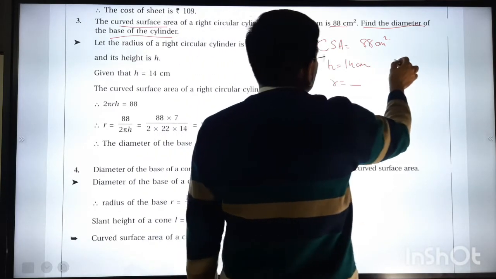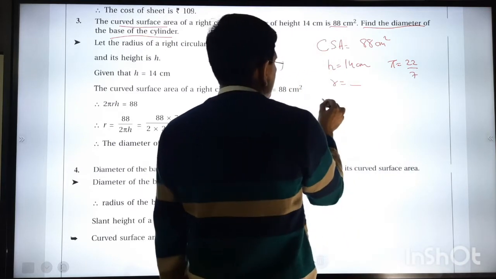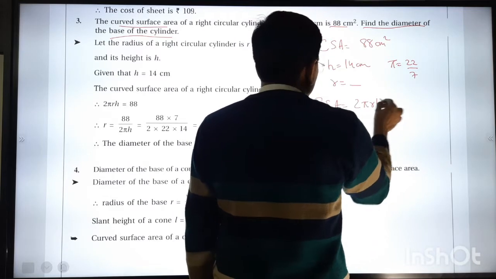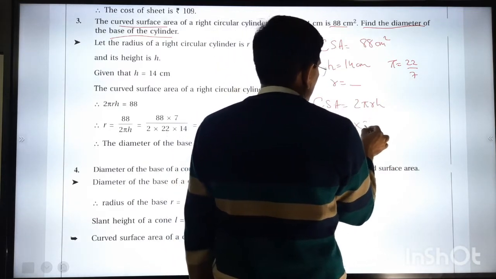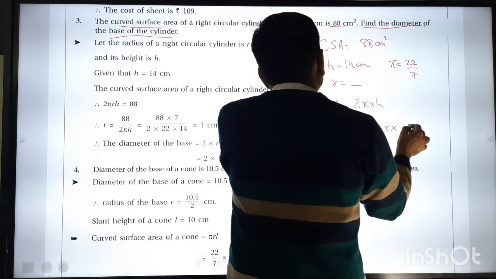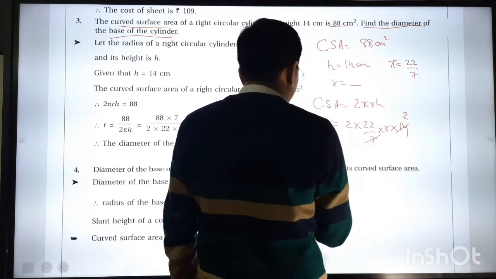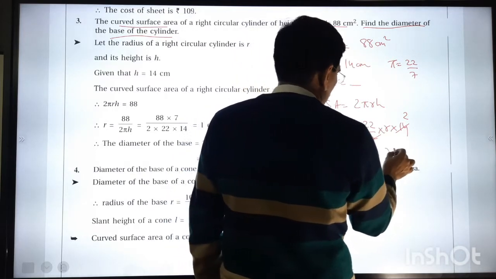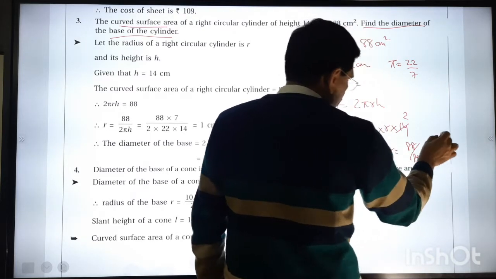The radius. If the pi value is not given, we can write 22/7. Now CSA is equal to the formula 2 pi RH. The CSA is 88, so 88 is equal to 2 into 22/7 into R into H, that is 14. Now 7 2s are 14. If I multiply it, you will get 88R. So 88 into R, therefore R is equal to 88 divided by 88, the answer is 1.